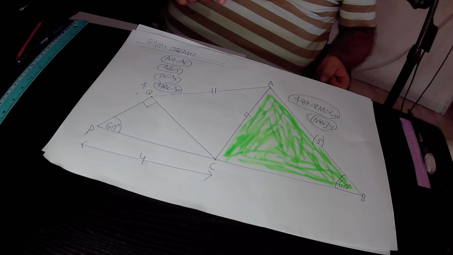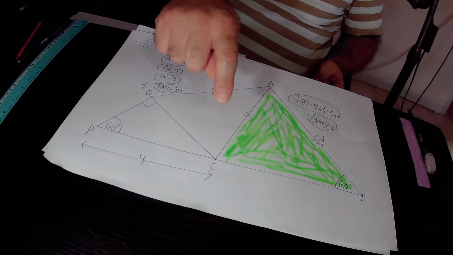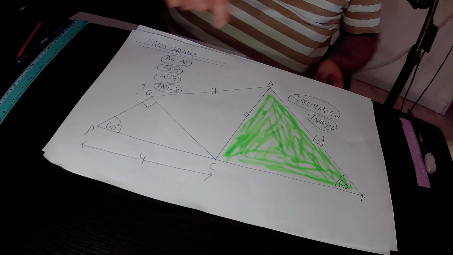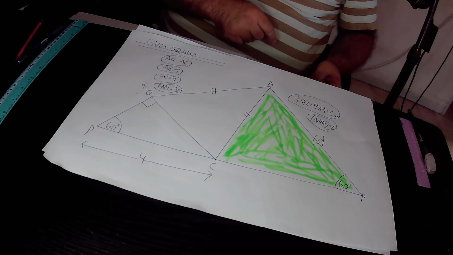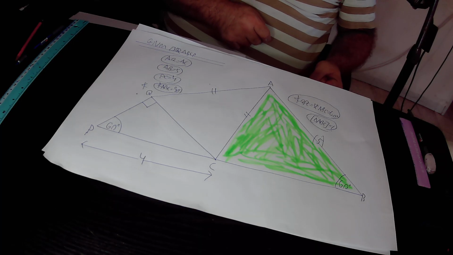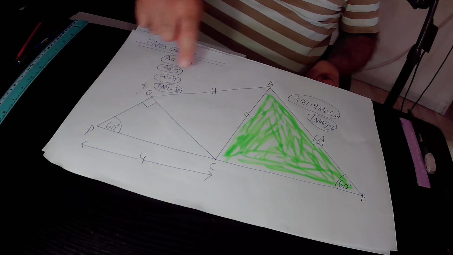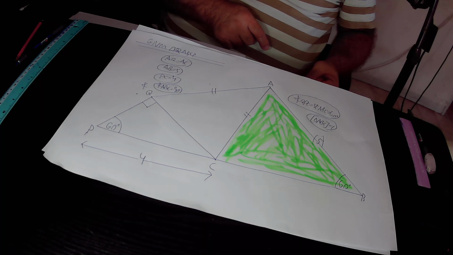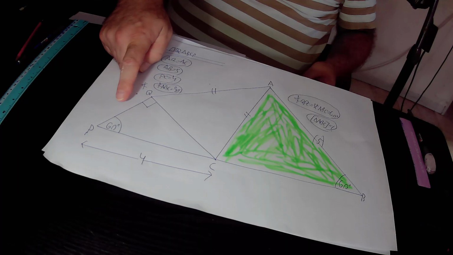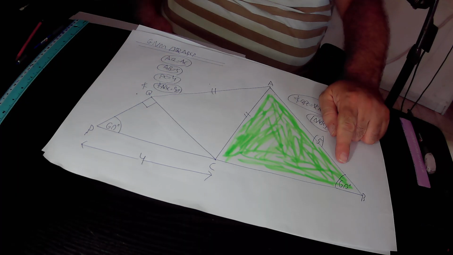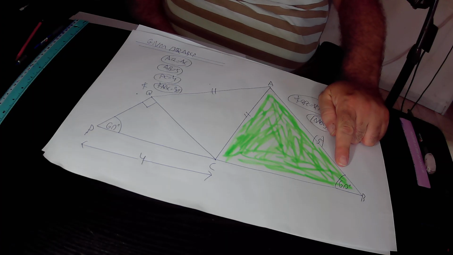In the drawing we have quadrilateral ABPQ, and we know that AQ equals AC. That is to say, triangle ACQ is an isosceles triangle. We also know that this is angle QPC that equals 60 degrees inside. This is angle ABC that also equals 60 degrees inside.